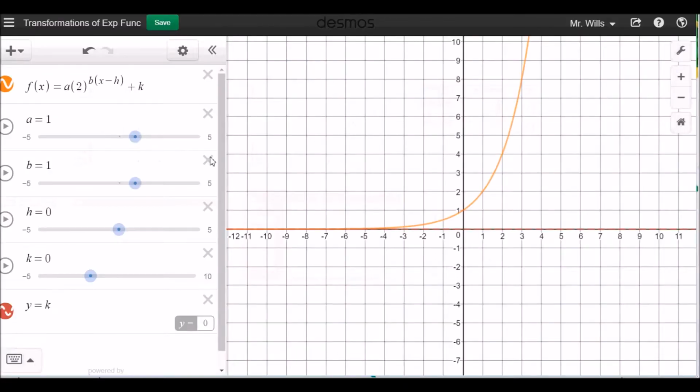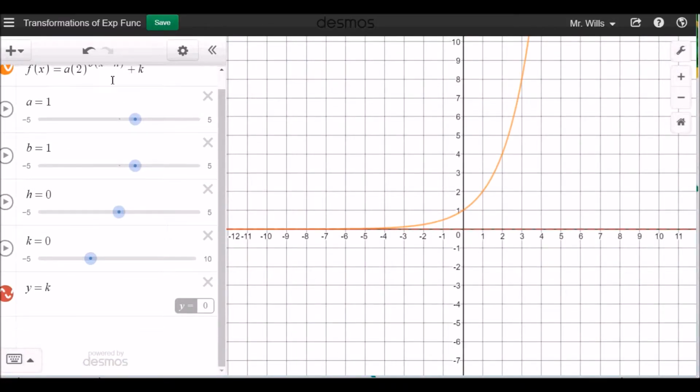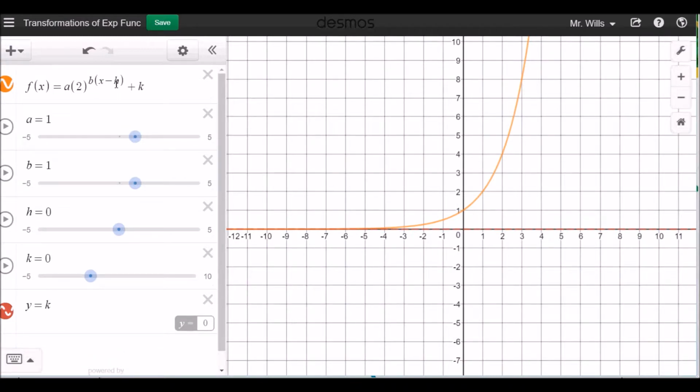So here we go. H value, I'm going to shift it. I'm going to change this to plus. So then we can see that when h is positive, it's actually being shifted to the left. When h is negative, we can see it's being shifted to the right.